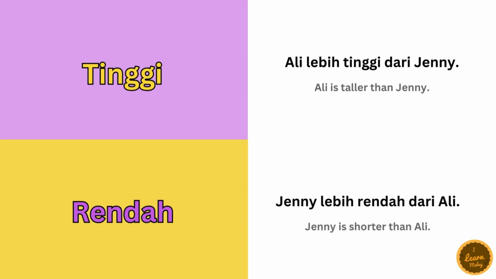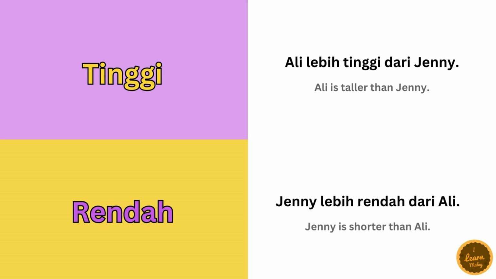Ali lebih tinggi dari Jenny. Ali is taller than Jenny. Lebih means more. Lebih tinggi means taller. Dari Jenny means from Jenny or than Jenny.